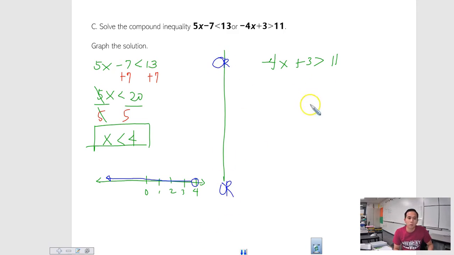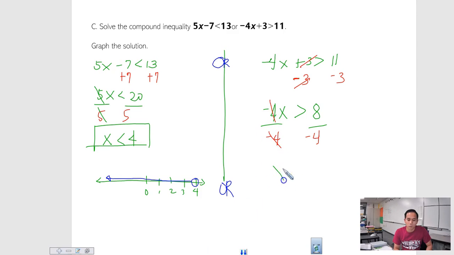Next, we have to solve this. I'm going to subtract 3 from both sides. Of course, the 3 will be cancelled out. So what we will have is negative 4x is greater than 8. Then I'm going to divide both sides by negative 4. Remember, we are now dividing by a negative number.